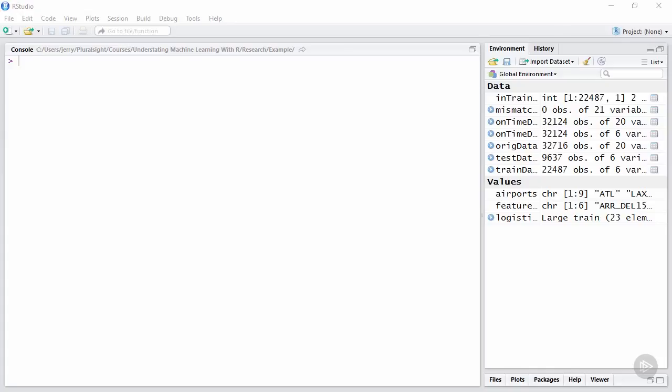Remember, we split our data into training and test data frames. 70% of the data went into the training data frame and 30% into the test data frame. Now we will use the test data frame to evaluate the predictive capabilities of the model.